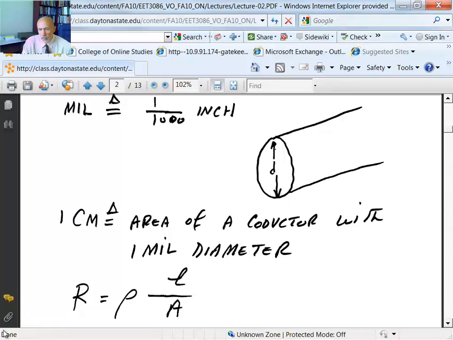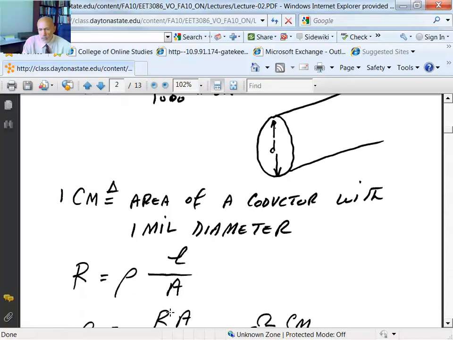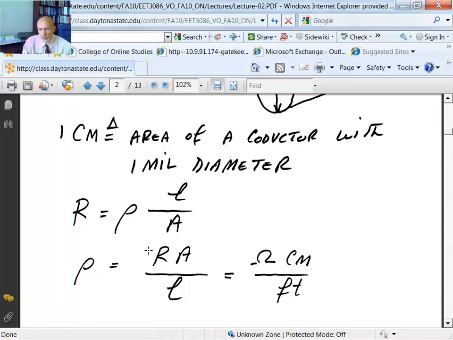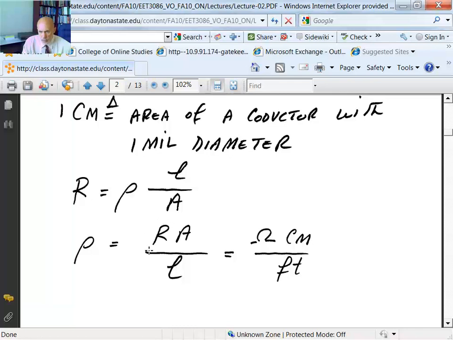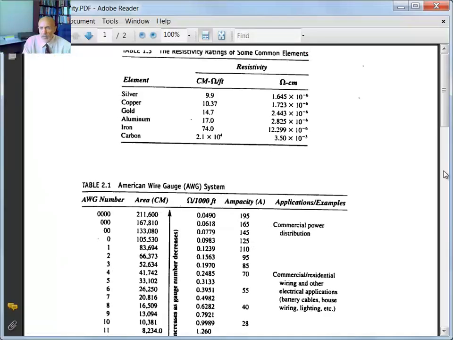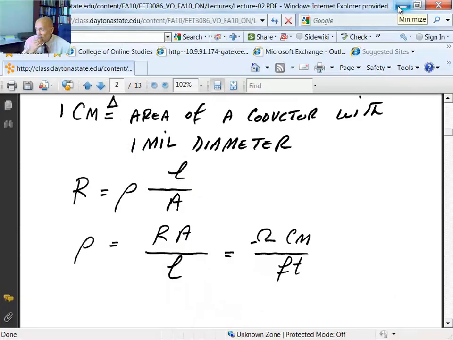So if I go back to the equation for the resistance, R is equal to rho L over A, and solve for rho, it would be equal to R times A divided by L. Now if the resistance is in ohms, A is in circular mil, and L is in foot, then the resistivity would be in ohms circular mil per foot. And if you look at the tables right here, they give you the resistivity in circular mil ohms per foot. And that's how you use that unit to calculate the resistance value of a given conductor.